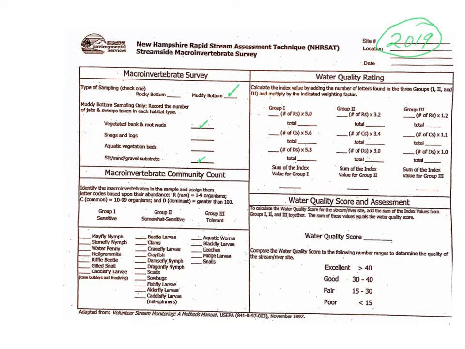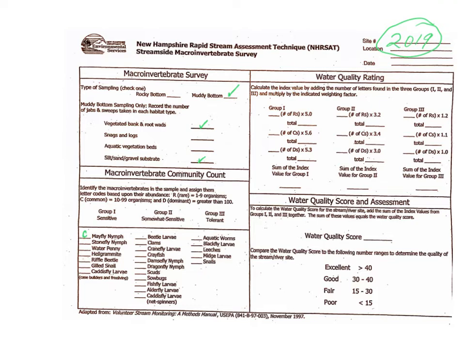Notice it says identify the macroinvertebrates in this sample and assign them letter codes based on their abundance: R for rare, C for common, and D for dominant. So looking quickly at the numbers, I'm going to go column by column. Group 1 is indicated here. Looking at mayflies, I can see that we have 46 in 2019, so that makes it a C, because it's 10 to 99 of them. I see stonefly nymph, water penny, gill snail. They all have 1, so that is rare.